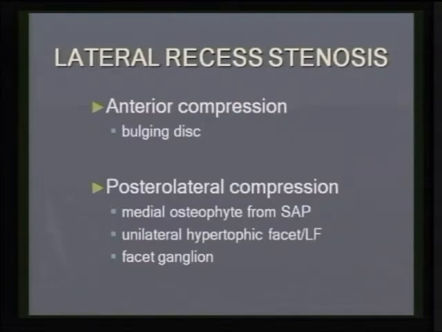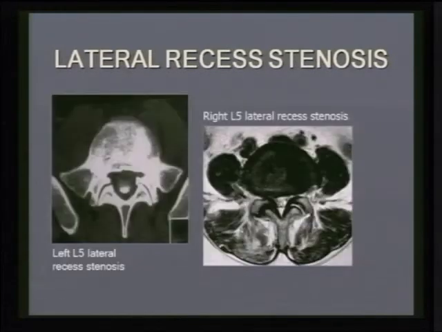Lateral recess stenosis has very similar features in terms of the causes of the compression, but they tend to be unilateral. And in addition, sometimes a medial osteophyte from the superior articular process can result in further lateral recess compromise. A facet ganglion is a very important diagnosis to make, because these can be successfully treated with interventional needle techniques under CT guidance. So these are the features of lateral recess stenosis.